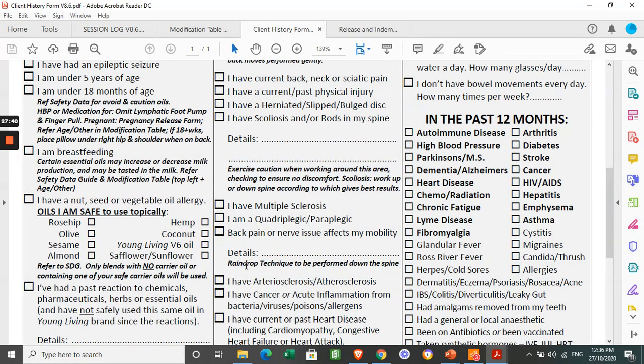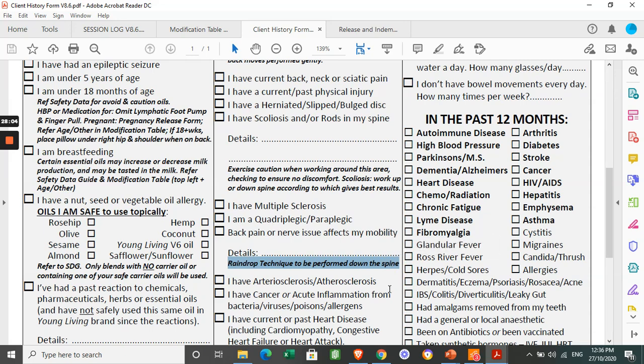All right, we're down to a new section now. Still in specific conditions: I have multiple sclerosis, I'm a quadriplegic, paraplegic, or I have back pain or nerve issues that affect my mobility. Just some details here, and then we've got the highlighted what we're going to write, raindrop technique to be performed down the spine.